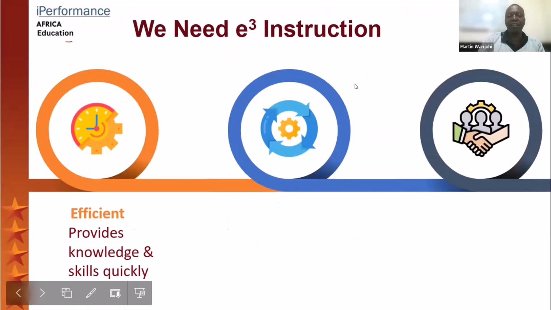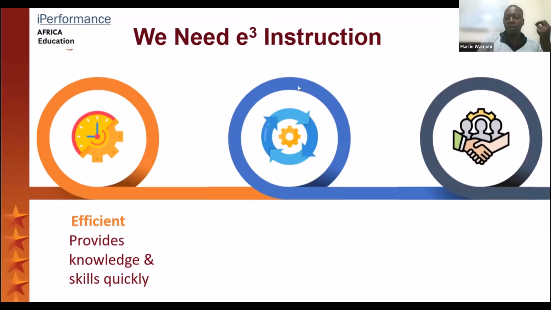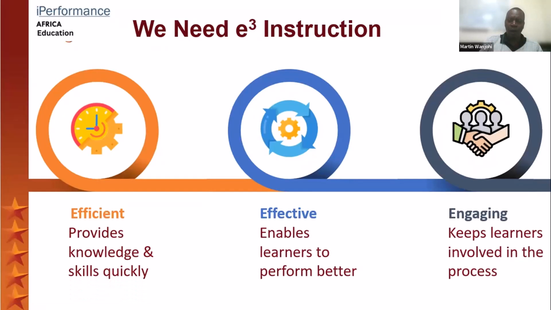So Merrill actually says that efficient learning should provide knowledge and skills quickly. Then effective enables the learner to perform better. Now, the one and the only purpose of learning is to help an organization achieve its strategy. That's the purpose of learning.